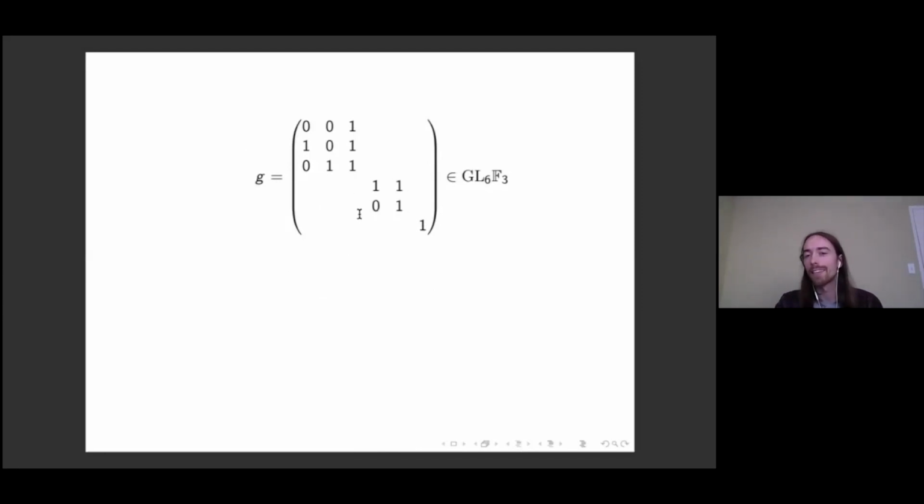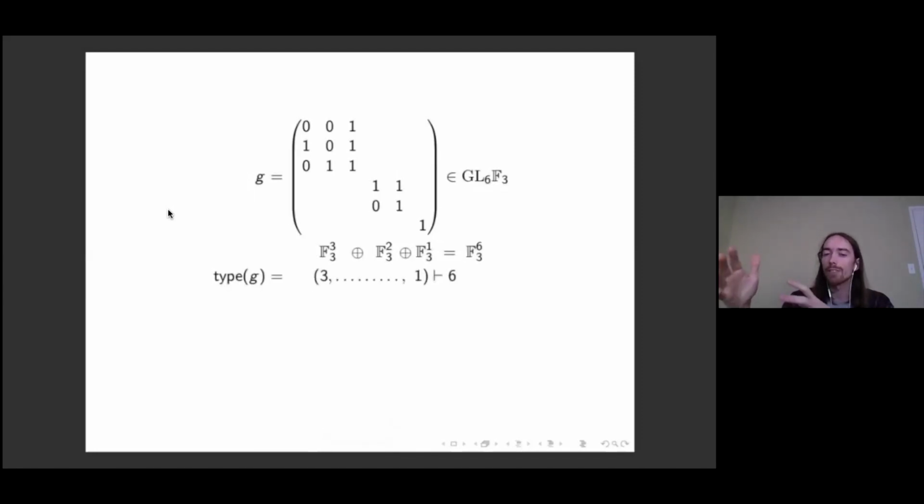And this middle block here, it's a 2 by 2 block, so it definitely corresponds to a 2-dimensional subspace that it stabilizes, but it is a unipotent matrix and it has an eigenvector in that subspace. So we can write down these 3 subspaces whose direct sum is the whole 6-dimensional F3 vector space. And we can start to write down what we think the cycle type of G should be. Because this 3 by 3 block in the top left has an irreducible characteristic polynomial, that corresponds to there not being any other subspaces in that 3-dimensional subspace that are also stabilized by G.